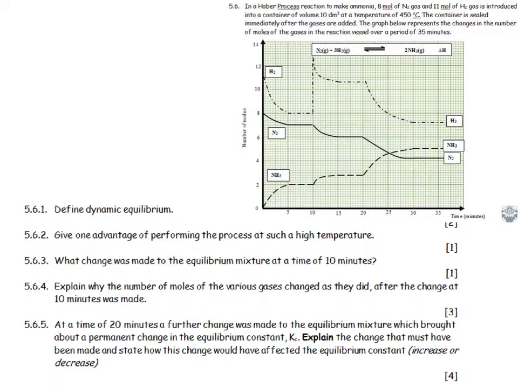In the Haber process, the reaction to make ammonia is given to a container. The container is sealed, the gases are added. The graph below represents the changes in the number of moles of the gases in the reaction vessel over 35 minutes. Define dynamic equilibrium. It is when the rate of the forward reaction and the reverse reaction are equal in a closed system. Don't forget, you have to have a closed system. And you talk about the rate of both reactions being equal to one another.